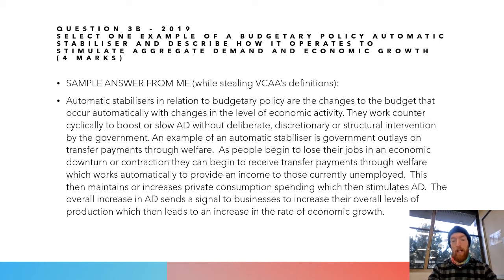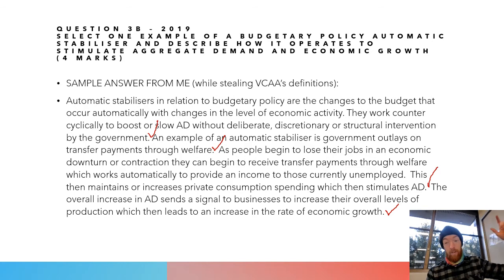So we've got our 4 marks here. We define automatic stabilizers. We give an example of an automatic stabilizer. Then we explain how that would affect the components of aggregate demand, and then how it would affect production and economic growth. That's your 4 marks there.